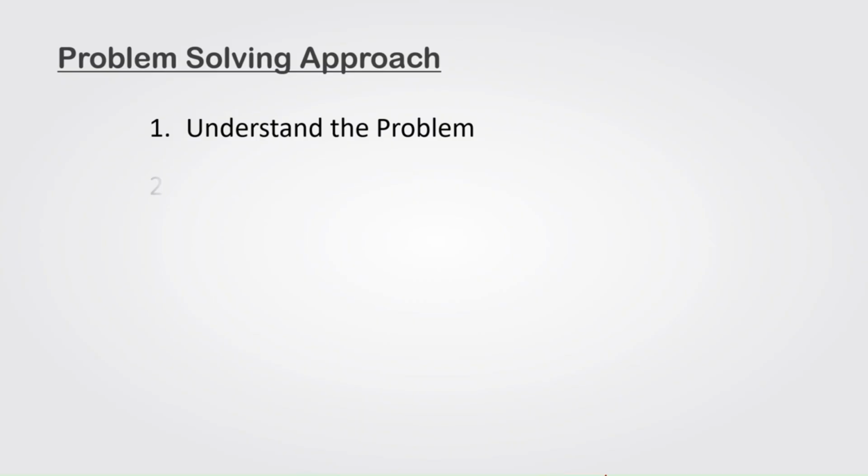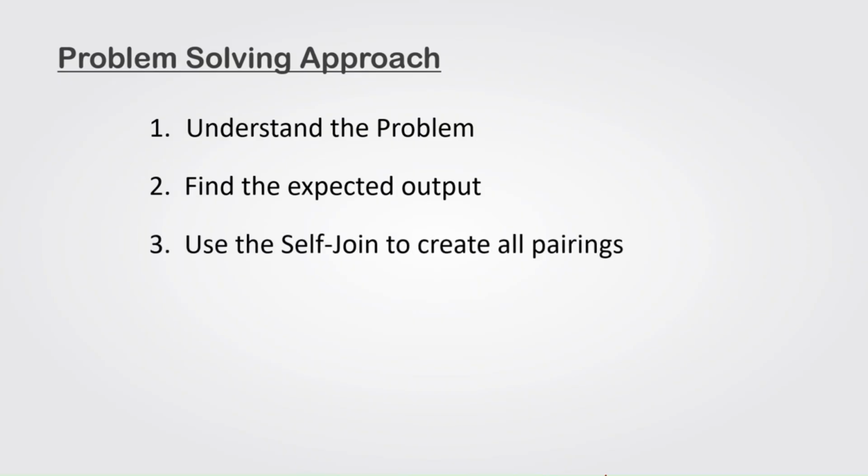Now the second step would be for you to find out the expected output. We are only given the input table over here. We are not given the output table. So in this case you have to present your output table. Here you have to make use of permutations and combinations, and what could be the possible combinations that we can have from these cricket teams. Using that you have to find the expected output. Now your third step would be to perform the self join to create all the pairings.